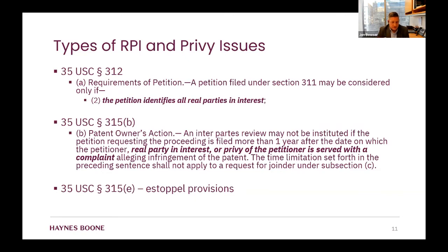Now, we're not going to talk about Fintiv, which kind of calls into question how long a petitioner actually has, but this is what Congress gave, which was 1 year. You have 1 year to file from the date that the petitioner, or the petitioner's real party in interest, or the privy of the petitioner is served with a complaint. So once you get hit with a complaint, the clock starts ticking and you've got to move fast. Then we have section 315(e), those are the estoppel provisions we discussed earlier, so I'm not going to go over those again. Angela, if you can move to the next slide, please.